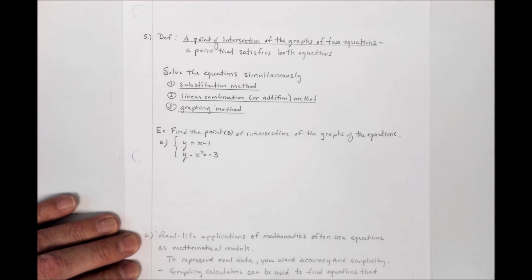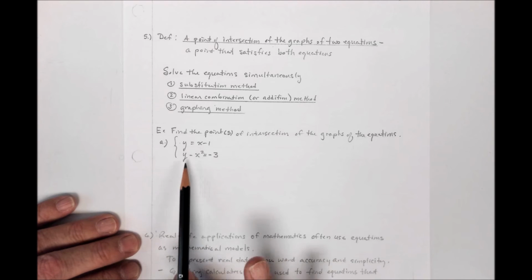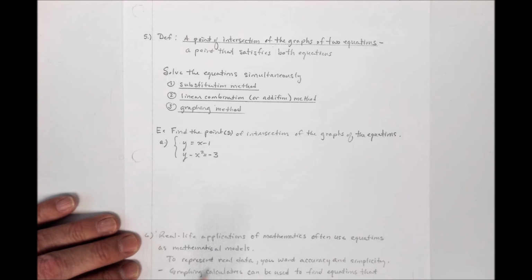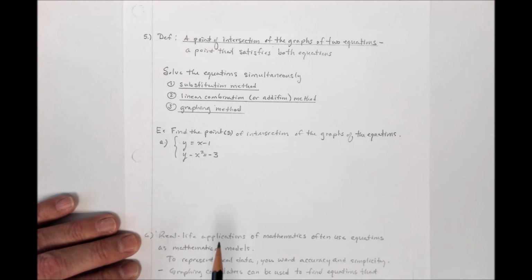All right, so now we want to find the point or points of intersection of the graphs of these two equations. Now, if you remember from your algebra days, this is the equation of a line, and this turns out to be the equation of a parabola. So they might intersect at 0 points. They might be intersecting at a single point where the line is tangent to the graph of the parabola, or they might intersect in 2 points.